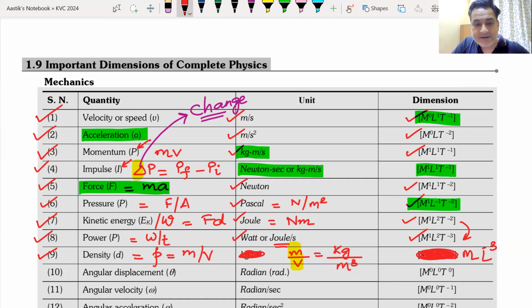Well done. I'll give you one small task and I will tell you what something is, and then I will ask you to tell me its unit and dimension. So here is a small task for you, which is coming on your screen right now.